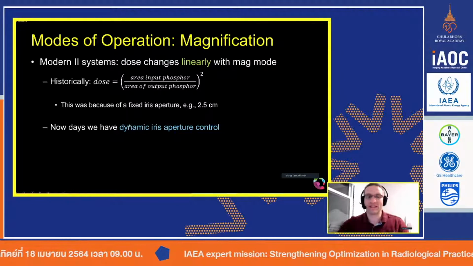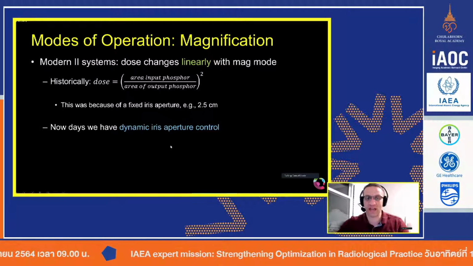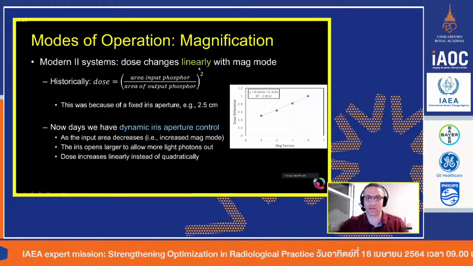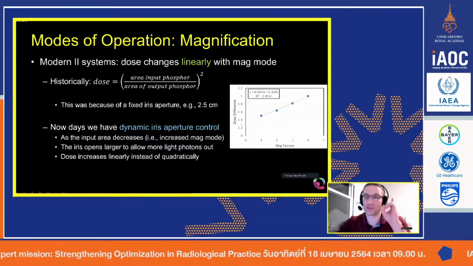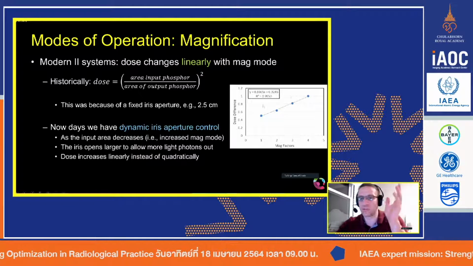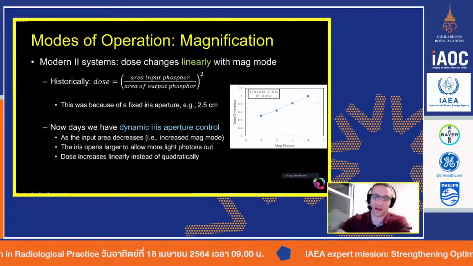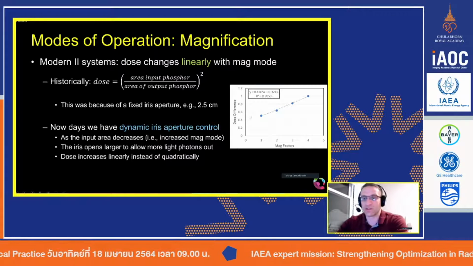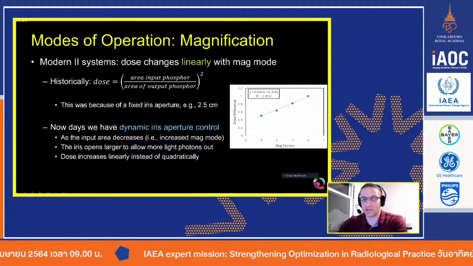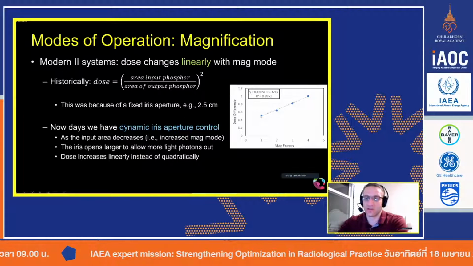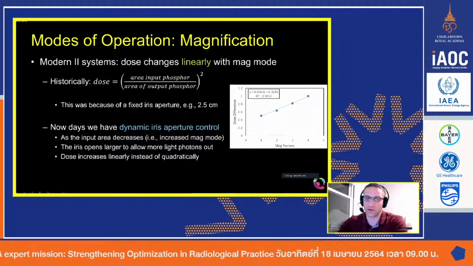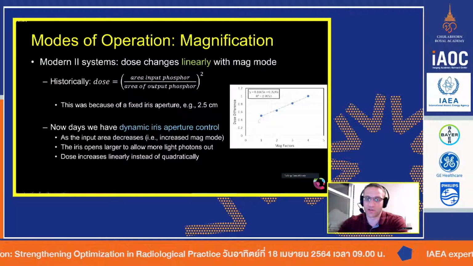Therefore, because we have a dynamic iris aperture control today, what we don't have is the squaring effect to the dose input. Now, dose still goes up. You go from mag 1, 2, 3, whatever, however many mag modes you have. In this system that I measured, we had 4 mag modes. Dose still goes up, but it goes up linearly nowadays, which is a good thing. In the old days, it would go from mag 1, 2, 3, 4, and it would go up exponential, or it would square. It's polynomial, it's quadratic. So it would actually go up real quick.